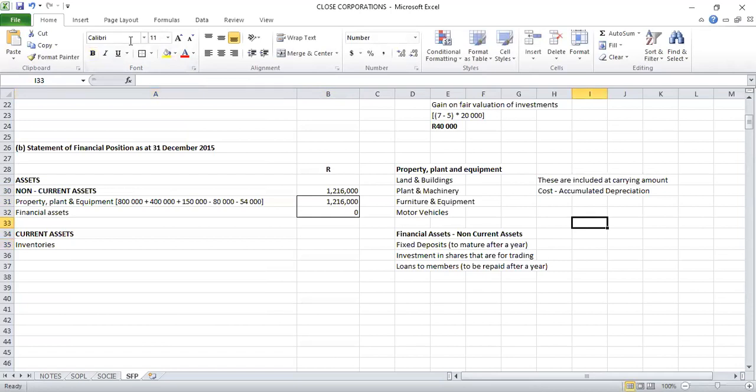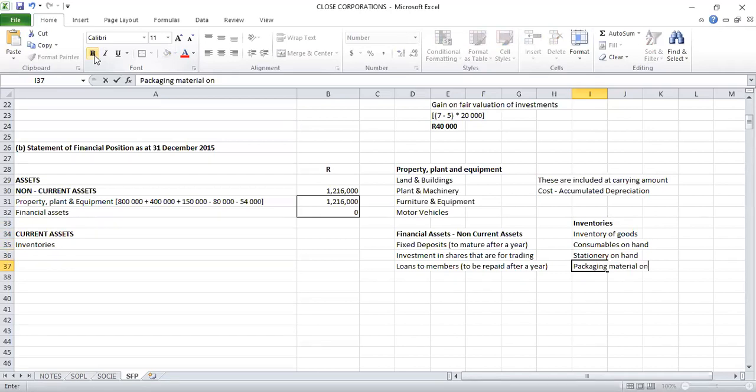Under inventories, we normally use inventory of goods, consumables on hand, stationery on hand. So if they just say stationery, you don't include it here. But if they say stock of stationery or stationery on hand, packaging material on hand, these things we only include under inventories if they say on hand.